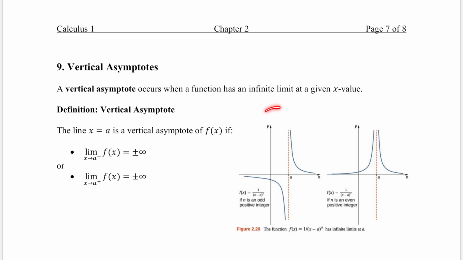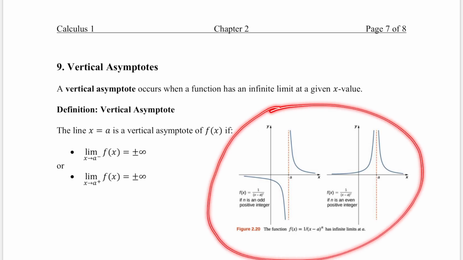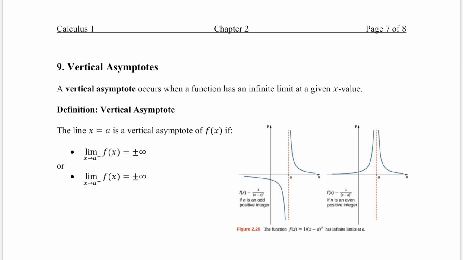If you look at these graphs, you see the vertical dashed line at x equals a. As the curve approaches that line, the function either shoots up or down. It does not cross the line. It just keeps increasing or decreasing. The dashed line represents the vertical asymptote.